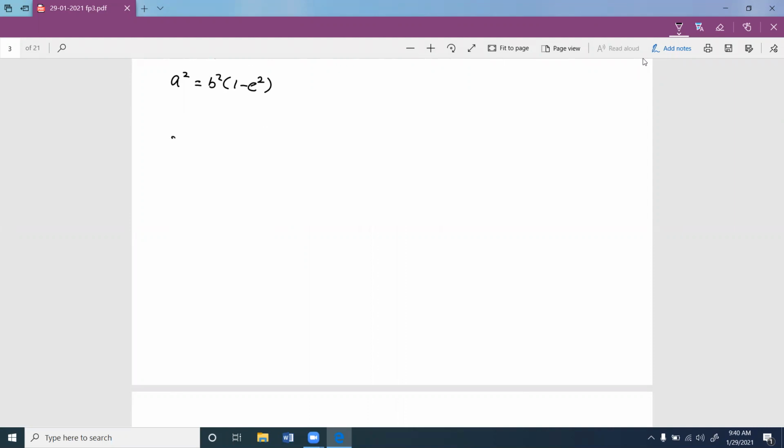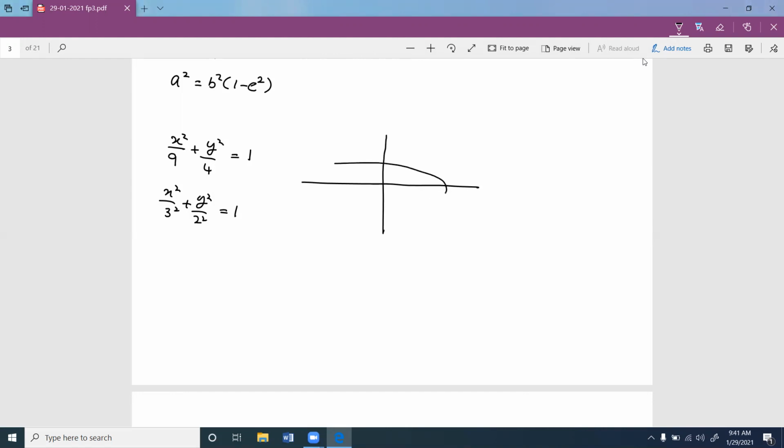The first question: x squared over 9 plus y squared over 4 is equal to 1. So you can say x squared over 3 squared plus y squared over 2 squared is equal to 1. According to this one, if you just draw this, basically you can get an ellipse like this. This is not a perfect drawing, but this is 3 and this is minus 3, and this is 2 and this is minus 2.